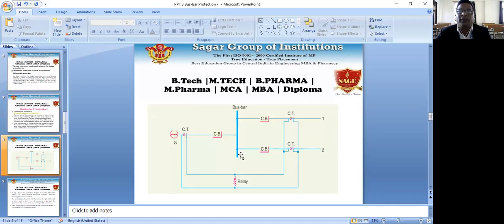Here this is the bus bar, this is CT1 and CT2, and this is the relay coil, and this is the CT connected in the generating station. In a faulty case, the currents 1 and 2 are different, so the relay coil is energized and trips the circuit breaker.